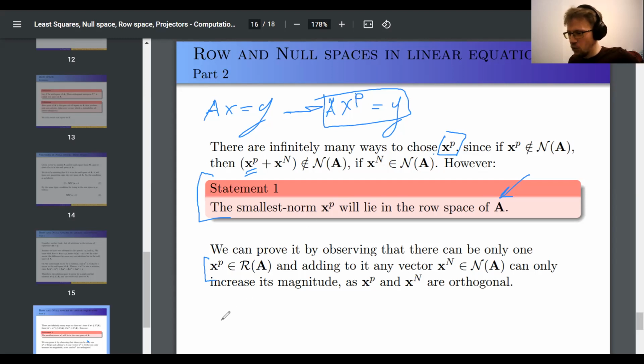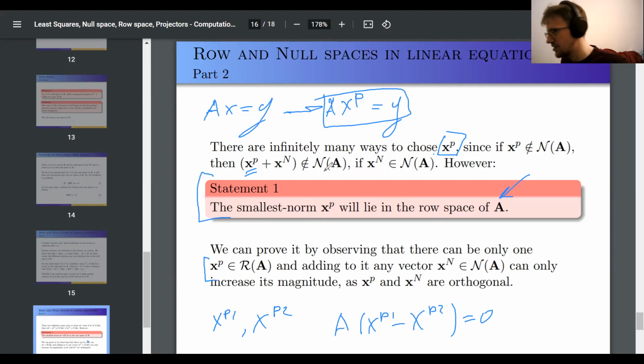Why? Well, because as we said, if we have two solutions, P1 and P2, the difference between those solutions has to lie in the null space. And we cannot have two elements in the row space whose difference lies in the null space, because a linear combination of any element of the subspace is still in the subspace. That is a fundamental property of linear spaces. So there can be only one solution in the row space.